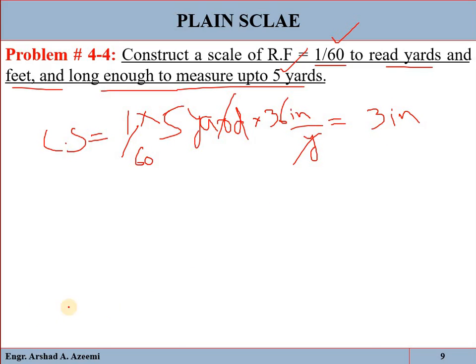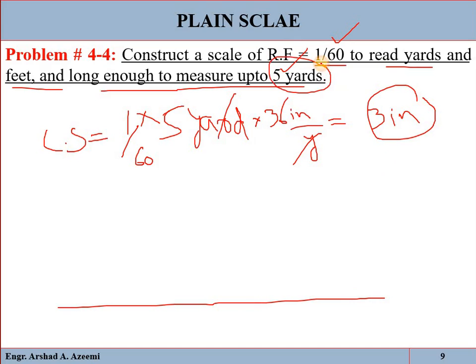So just draw a line of 3 inches. Now see, 3 inches in the drawing is equal to 5 yard in reality. The actual dimension is 5 yard, then in the drawing you have to draw 3 inch. So draw a 3 inch line, divide it into 5 equal parts, so one part will represent 1 yard. So right here at the end of the first division, 0, 1, 2, 3, and 4.